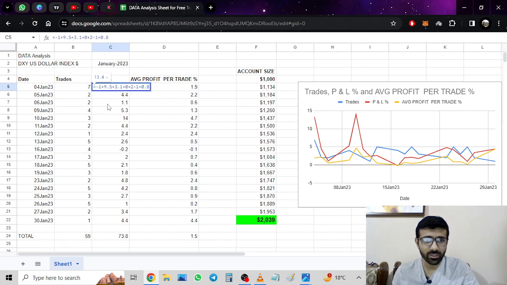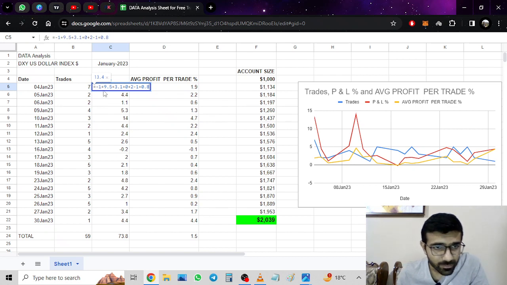Now how did we make this profit? This was the -1, which means that the first trade was a stop loss, and then a profit of 9.5, then a profit of 3.1, then a break even trade, and then a 2% profit over here, and then a -1, which means that another stop loss, and then a 0.8% profit.